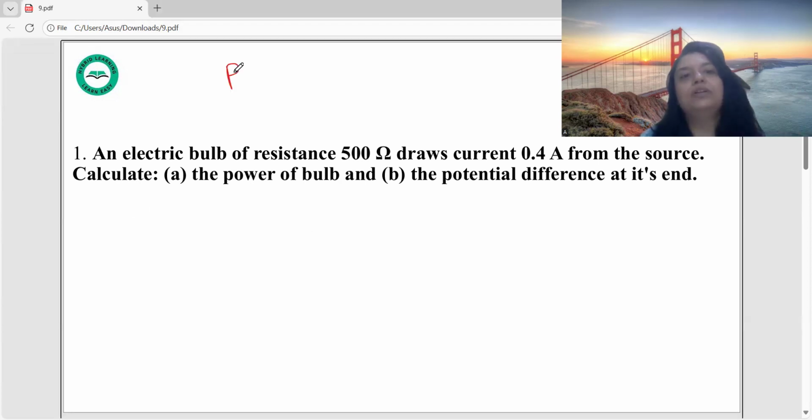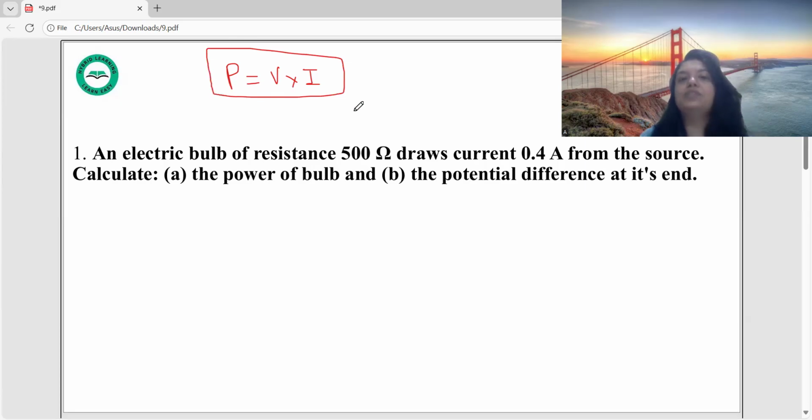Power is equal to V into I. I have made a very detailed video on this, the derivations and all that. I will link this video in the bio of this video so that you can also check it out, because if you see that and then come and do the numericals, it will be very easy for you to understand.